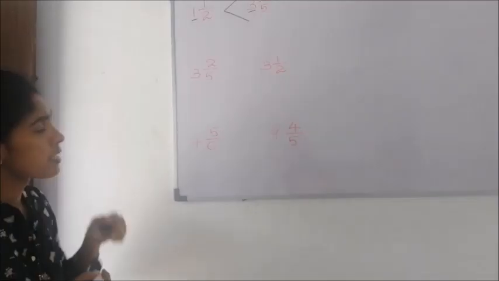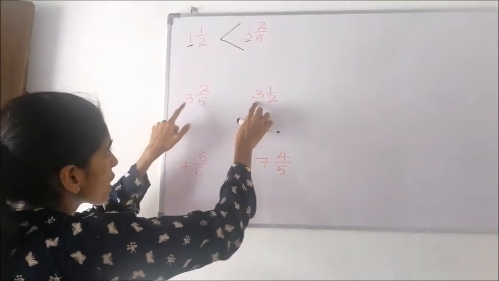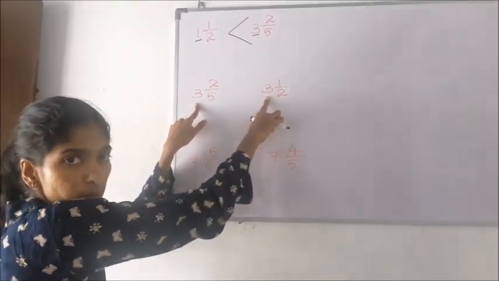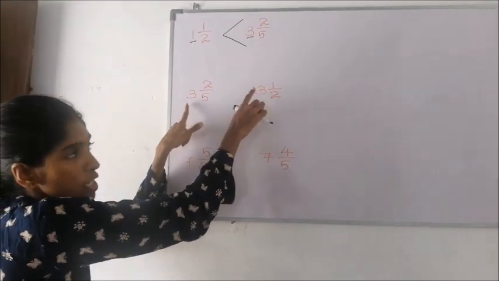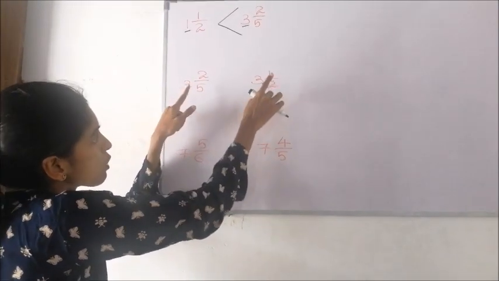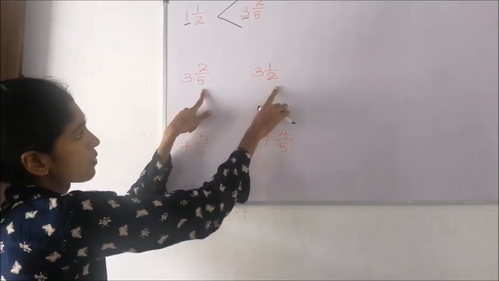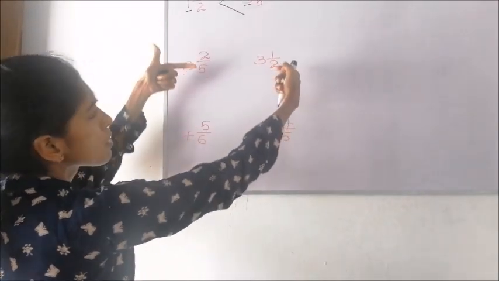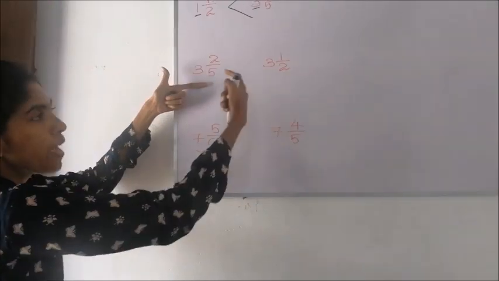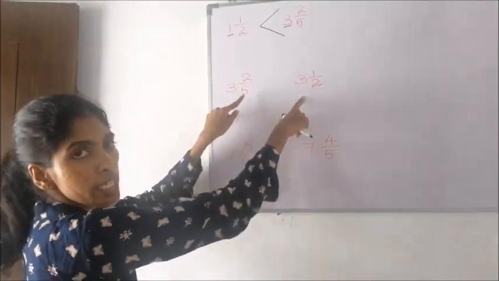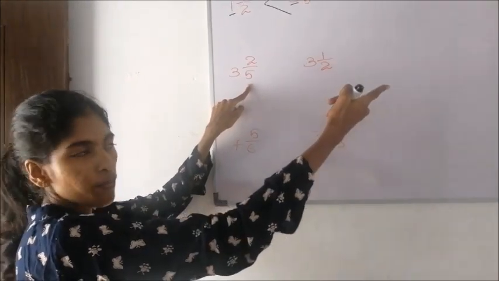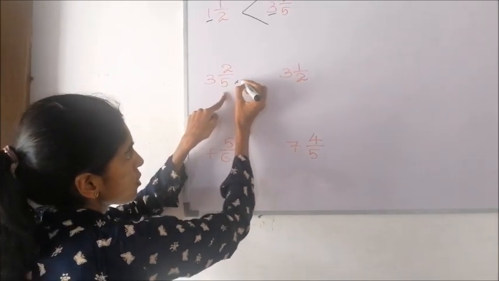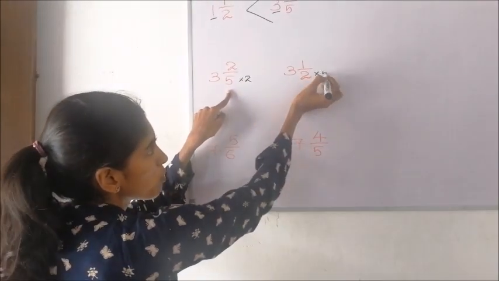Next, see the next example. Firstly, we look at the whole part. They are same, no? At that time, what do we need to do? If the whole part is same, we will compare the fraction part. Here 2/5, here half. Numerators are different, denominators are also different. So, at that time, we will make the denominators same and then compare. To make the denominators same, we will multiply 5 by 2, 2 by 5.